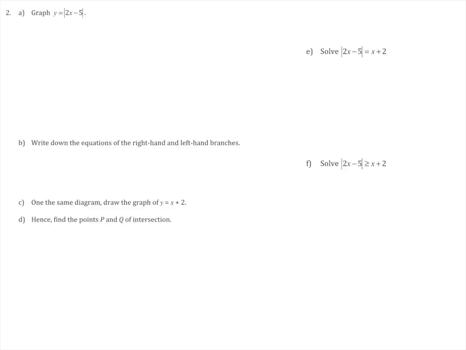First one says graph y equals the absolute value of 2x take 5. Okay, so let's see what that would look like. So the absolute value of 2x take 5. 2x take 5 equals 0, 2x equals 5, x equals 5 over 2, so that's 2.5. So I'm going to go 1, 2, 3, 4, 5. Oops. Didn't really space those very well. That's probably still not flash, but that'll do. So there's 2.5.